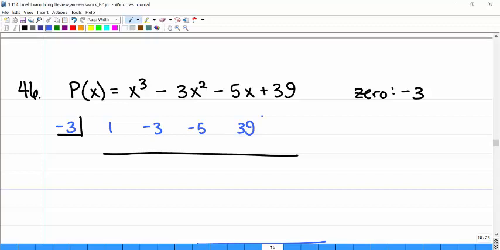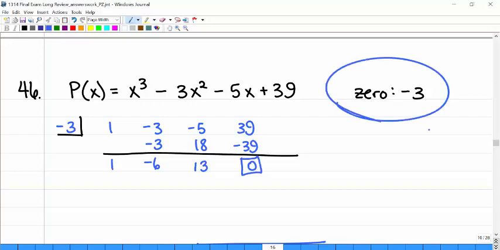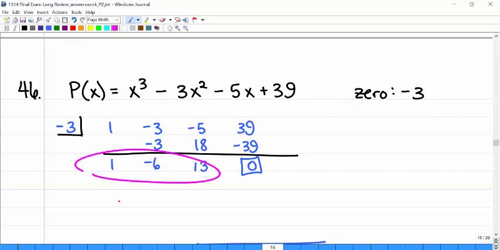And when I do the synthetic division, I bring down the 1. 1 times -3 is -3. Do the addition. -6 times -3 is 18. 13 times -3 is -39. So yay, my remainder is 0. That meant that -3 was indeed a 0. Now what remains is down here. So I get x squared minus 6x plus 13.